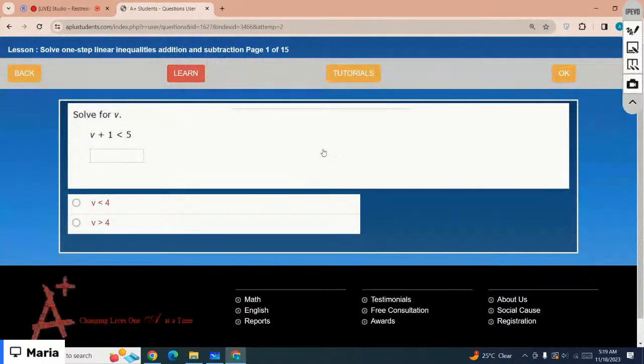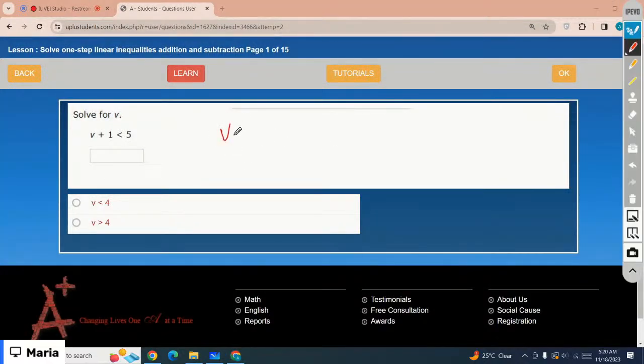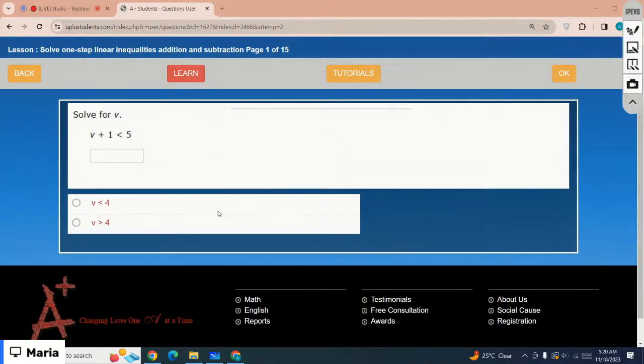Okay, solve for v. V plus 1 is less than 5. So you have to solve for v. So you have to solve them like we solve the equations. You have to calculate the value of v, right? So just do the operations in the reverse order, subtract 1 from both sides. So 1 minus 1, you're left with just v, and 5 minus 1 is 4. So the correct option is v is less than 4. Option 1 is the correct option.